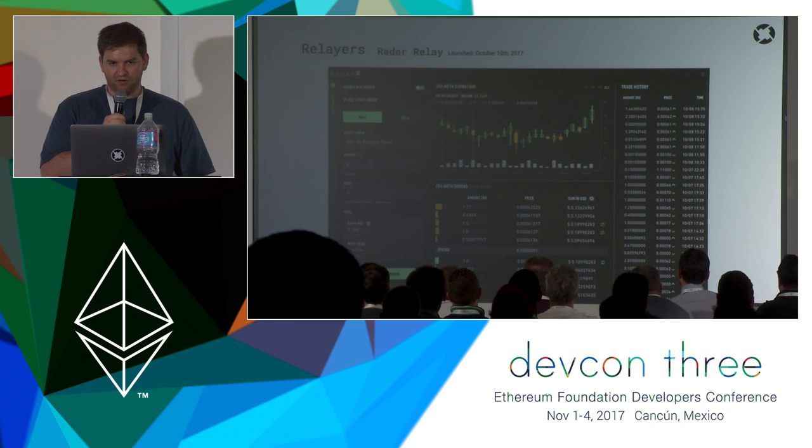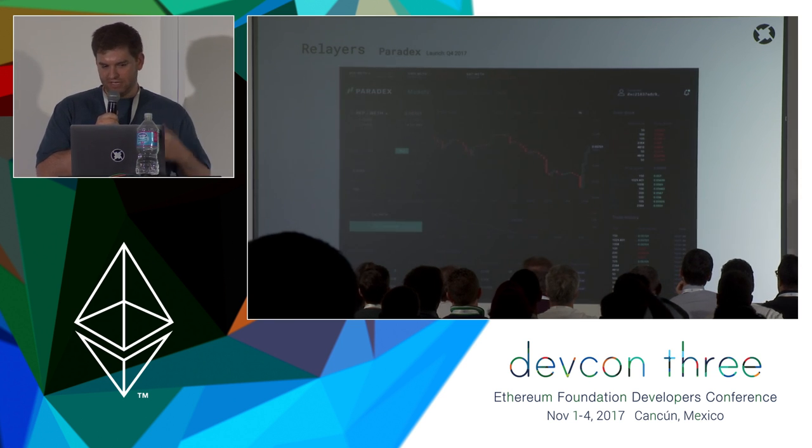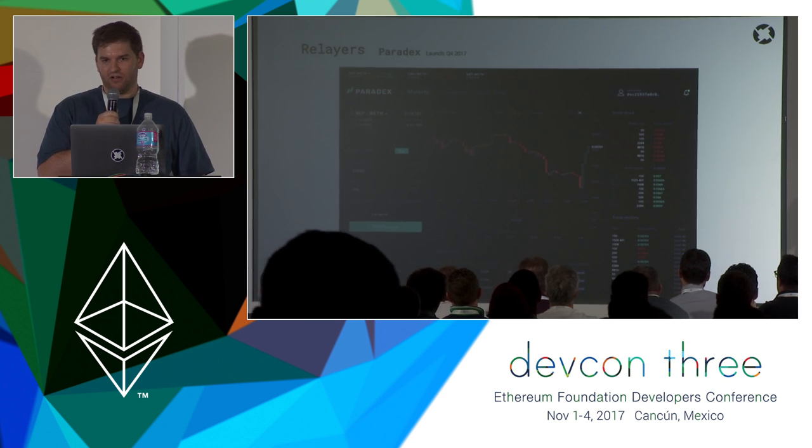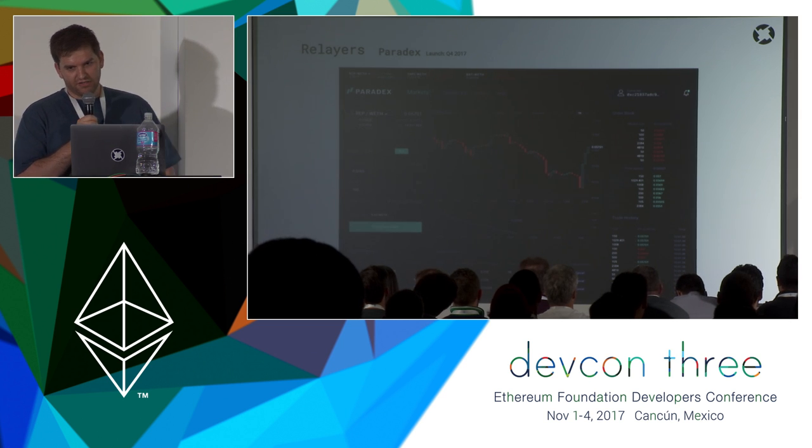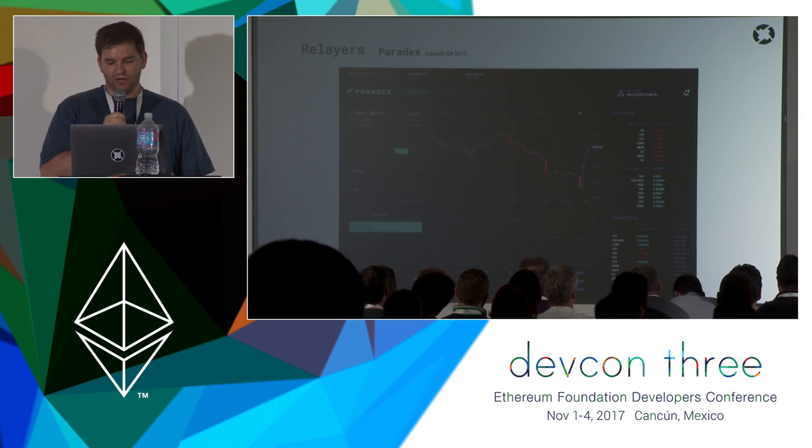And third is Paradex. Paradex has created this beautiful user interface, and they're expecting to launch their beta on the mainnet this month. And they're using a centralized matching strategy. So we're really excited to see all this development activity going on, and I think that we will see a dent put into the centralized exchange industry.